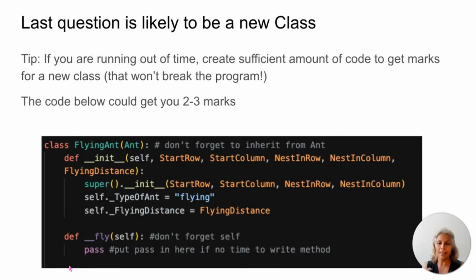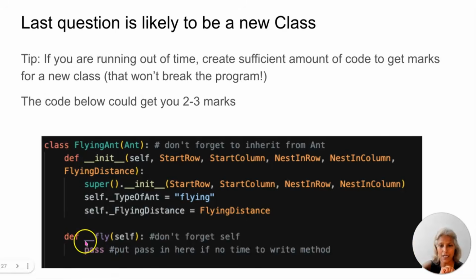Just as a final point, I think the last question is likely to be a new class, and if you're running out of time, my tip is to create a sufficient amount of code to get some marks for a new class. That won't break the program. Simply writing class flying ant will not be enough, because if you try to run your code, there'd be a big fat error saying syntax error, because it's expecting an actual official block of class data. So I would say this is the bare minimum. Make sure you're inheriting from the parent class. Then, even then, you could just put a pass.